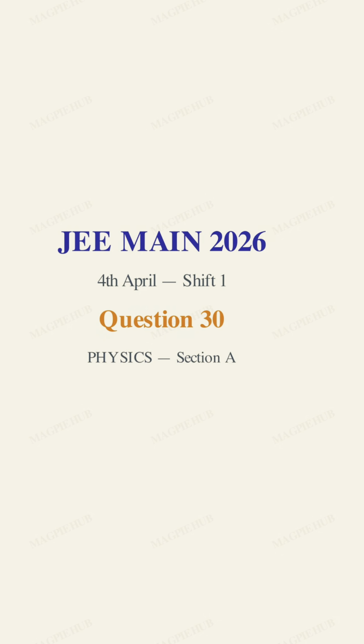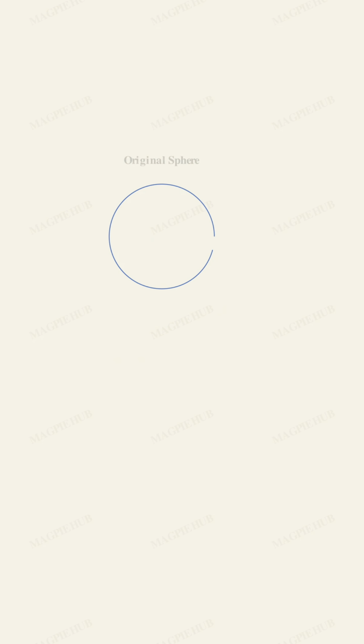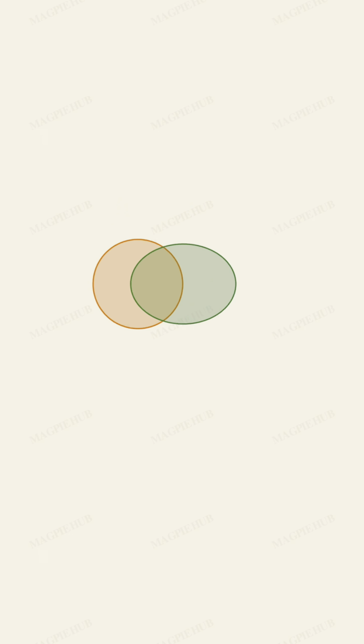JEE Main 2026, 4th April Shift 1, Physics Section A, Question 30. Let us visualize the problem. We have a solid sphere of mass m and radius r. This sphere is divided into two unequal parts. The smaller part, having mass m by 8, is reshaped into a sphere of radius r. The larger part, having mass 7m by 8, is converted into a circular disk of radius 2r and thickness r. We need to find the ratio of their moments of inertia.